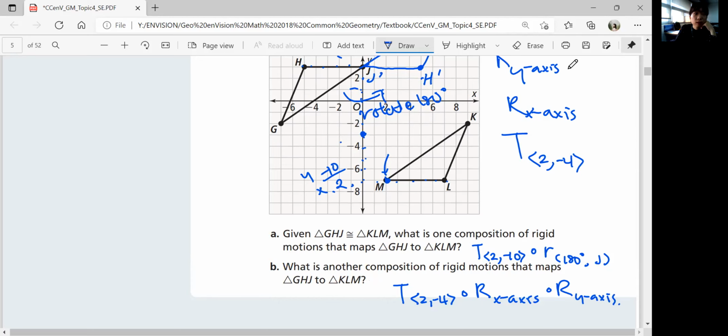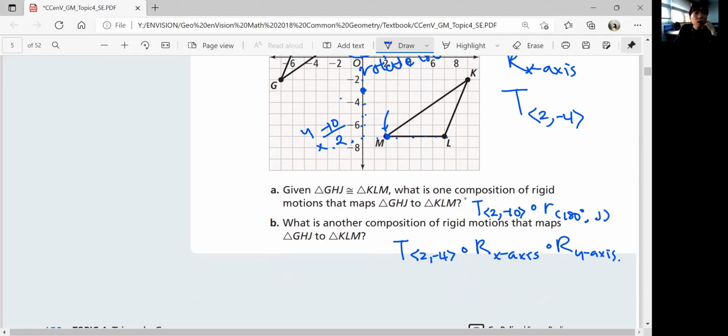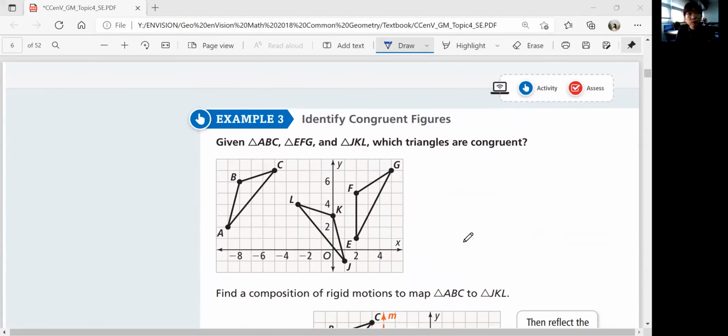Or to be specific, you can also do a reflection over x equals 1 after reflection over y equals -2 to be exactly on top of KLM after 2 reflections. Okay. So there are many ways to write composition of rigid motions. Let's look at example 3.